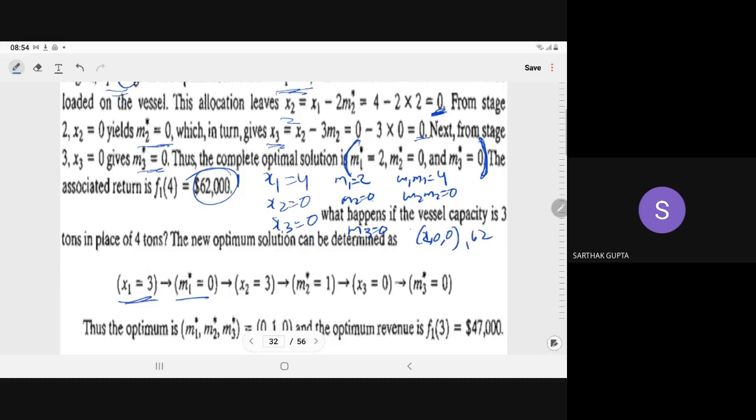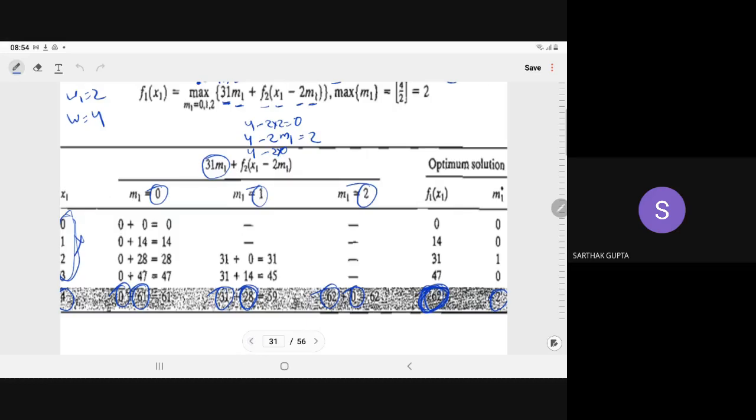By chance, sensitivity also you can do in the same table. If we have capital W equal to 3 instead of 4, then we have to consider this row. That's why I have written all the columns, so that you can perform the sensitivity also. So when W is equal to 3, at that time the maximum return is 47, right? Maximum return is 47.